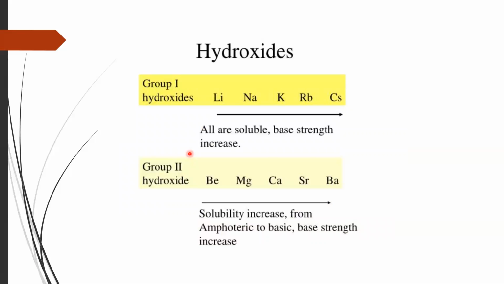When we are talking about hydroxides, all hydroxides are soluble and they are basic in nature. We can see that as we move down the group, the basic strength increases, right? But in group 2 hydroxides also, solubility increases, from amphoteric to basic, and basic strength increases down the group.